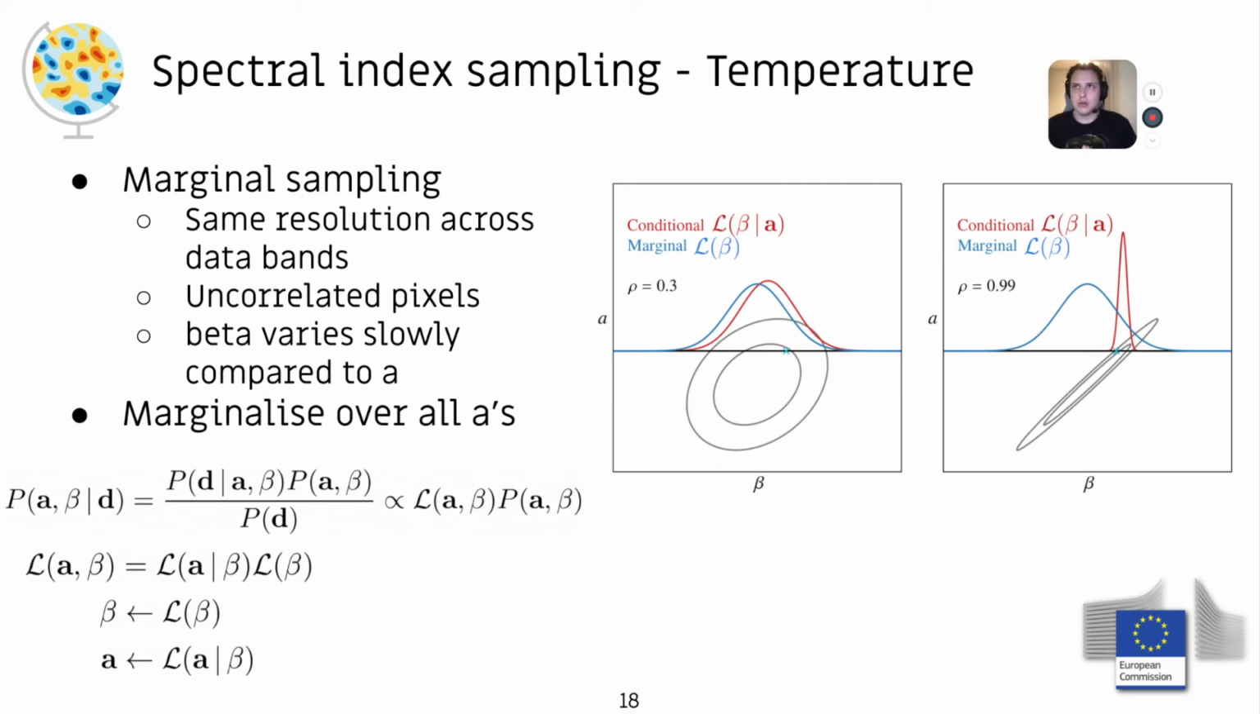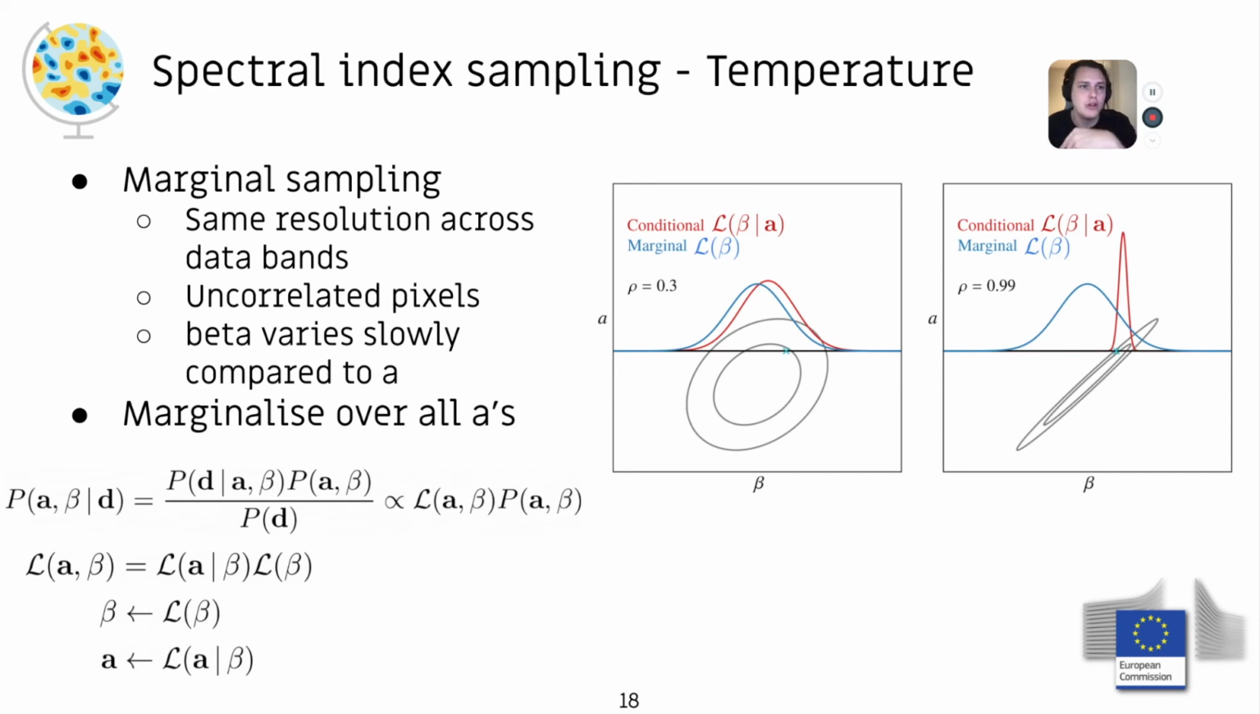Just to emphasize, the same resolution across all data bands here means that we wouldn't be able to do this in polarization. In Planck, for example, in the BeyondPlanck analysis, the lowest resolution maps that we used were WMAP bands at Nside 16, while the highest was at 1024. So that means that if we were to apply this method, everything would have to be at Nside 16, and we would lose a lot of valuable data.